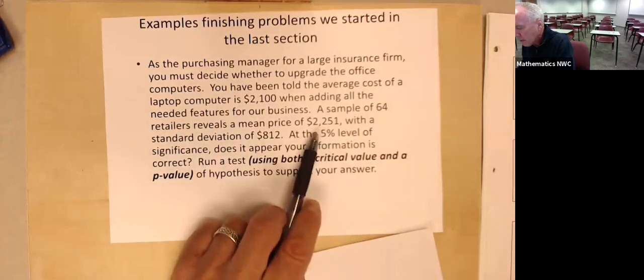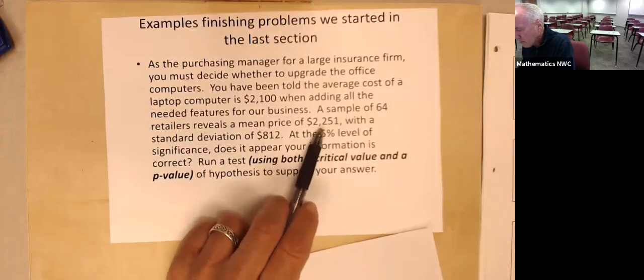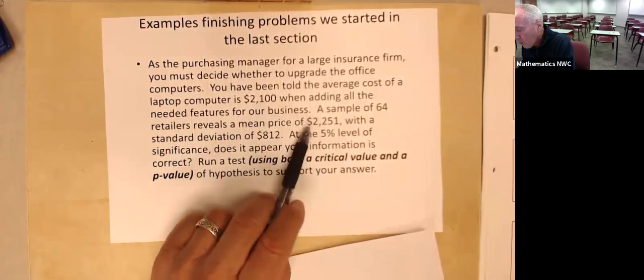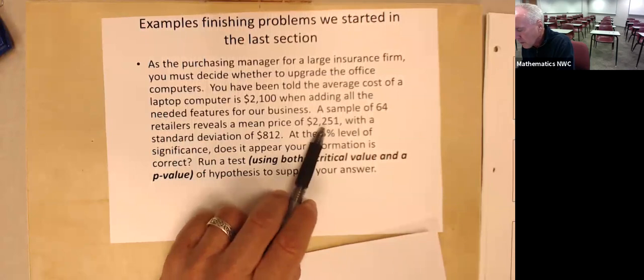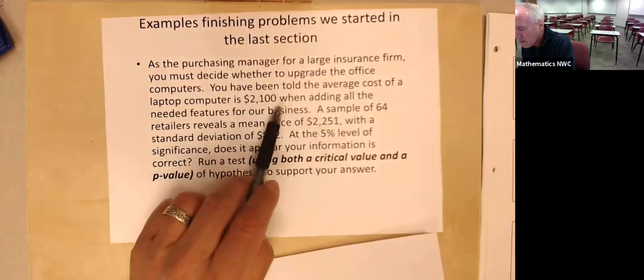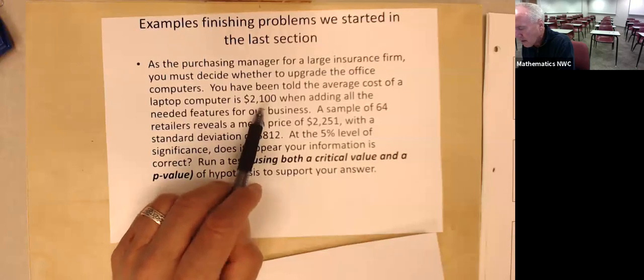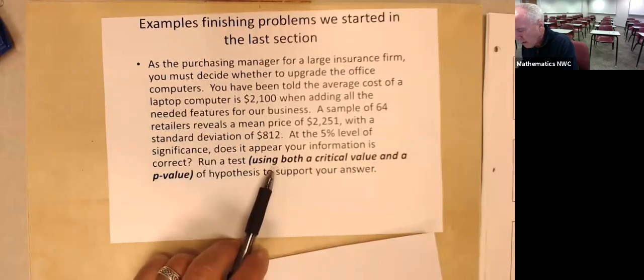We take a sample, and it shows up to be a little bit more than 2251. The real question here is this number 2251, is it so far away from 2100 that we have mathematical evidence to say 2100 is not accurate? Or is this 2251 within reasonable variance that we wouldn't have really any evidence to doubt 2100? That's what this is about.